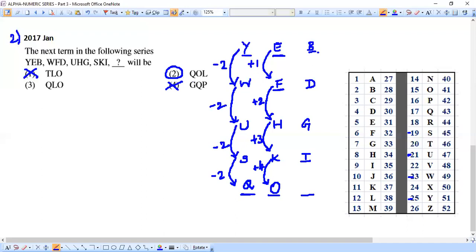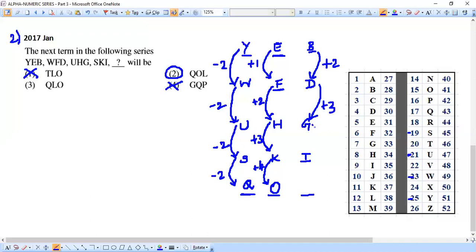Yeah, we can see this. So B to D, they are moving. B is the second letter and D is the fourth letter. So they are doing plus 2. Is it or not? B to D, they are moving plus 2. Next, they are doing D to G. D is at the fourth position and G is at the seventh position, right? So 4 to 7 will be plus 3.